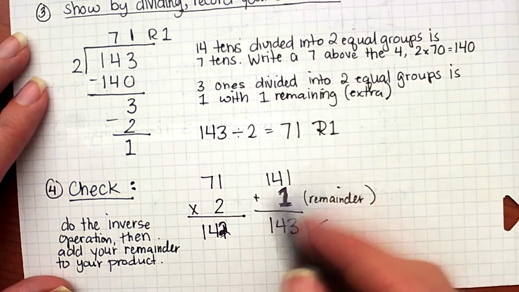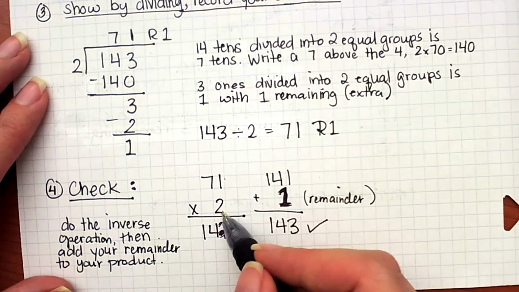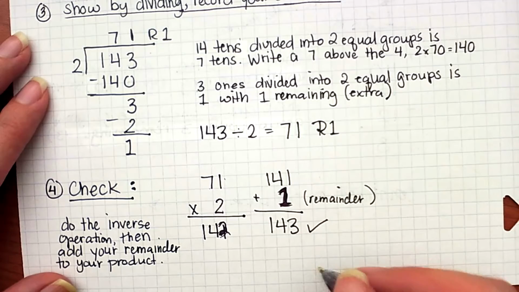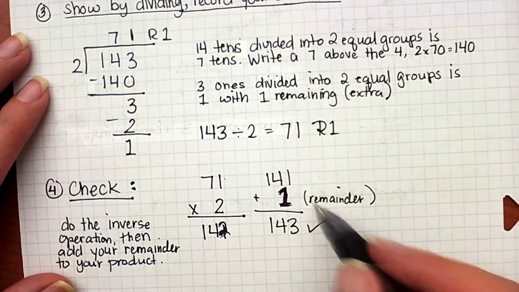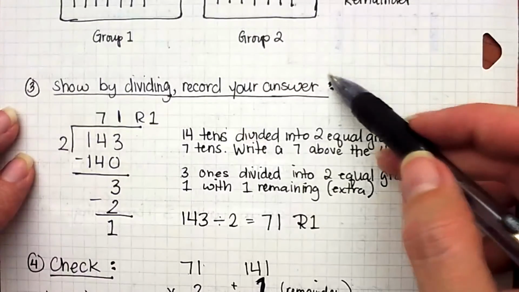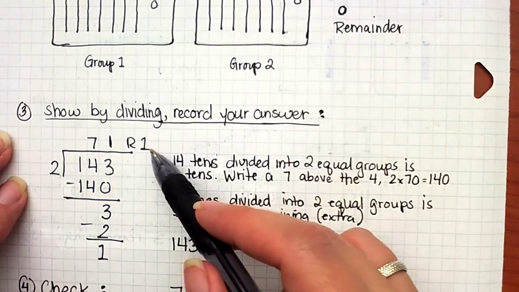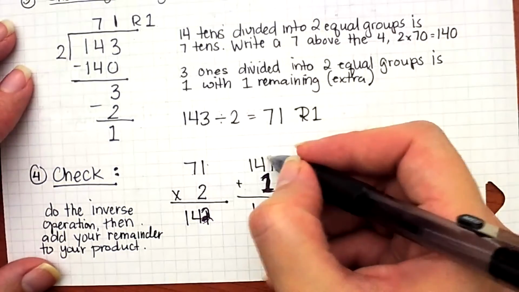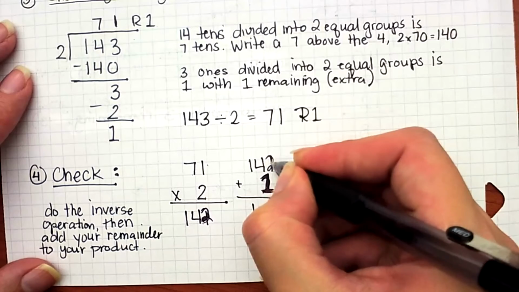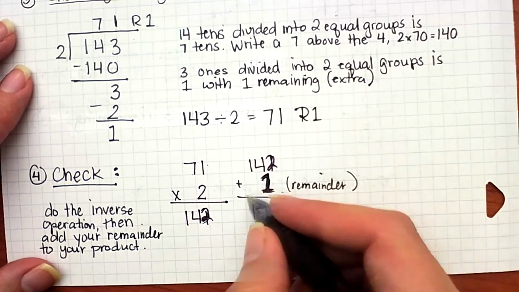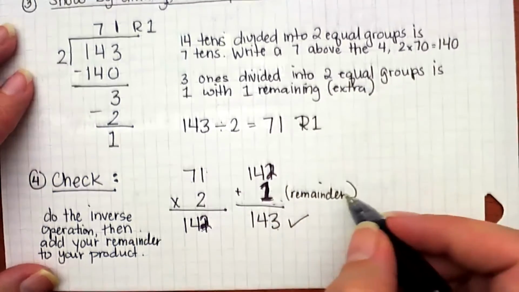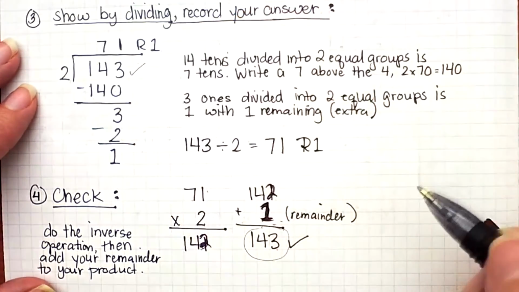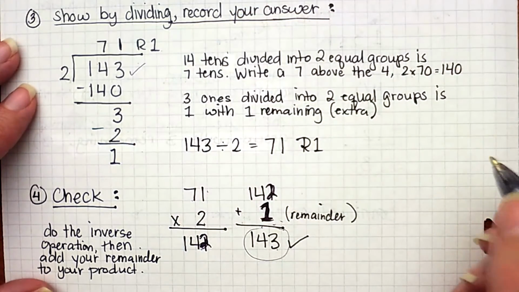Now, if you wanted to use partial products, you could have done 2 times 1 is 2. 2 times 70 is 140. And then added the 140 plus the 2 to make 142. But we had a remainder over here of 1. That remainder is right there. So we have to add that 1 back in. So 142 plus 1 more is 143. Now 143 was our answer here. If it matches our dividend up here, then we know our answer is correct.